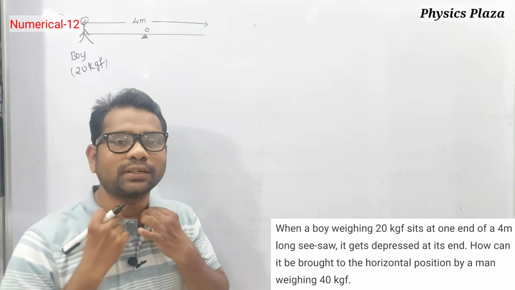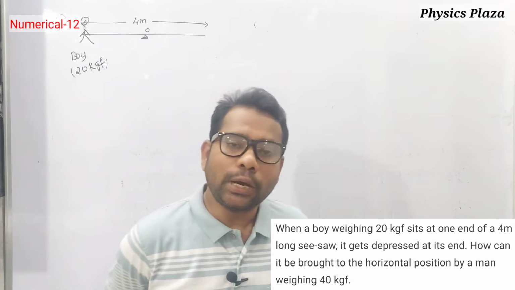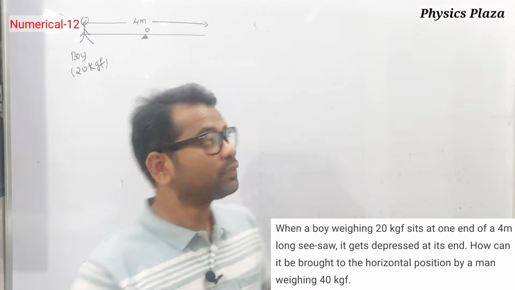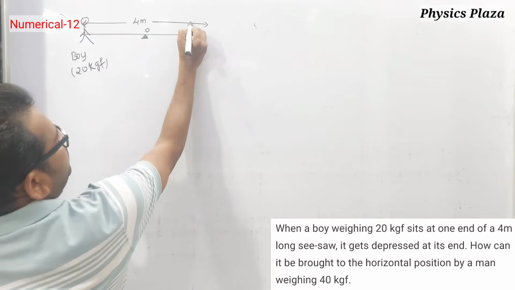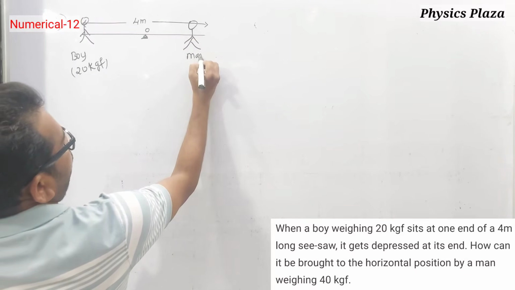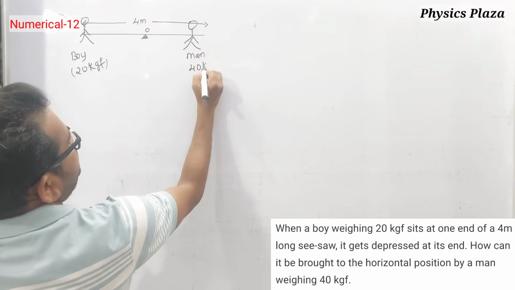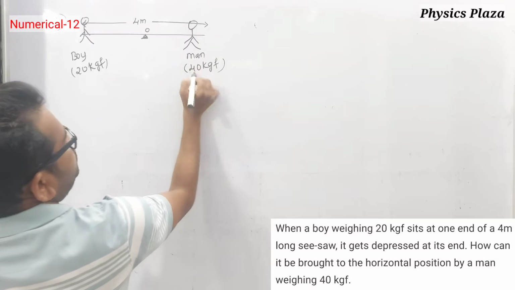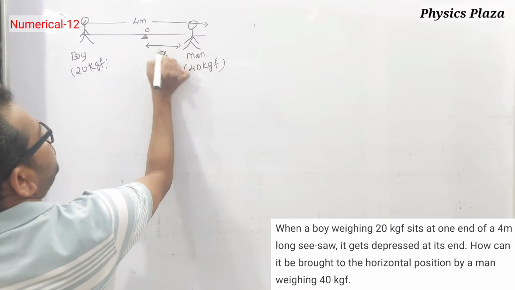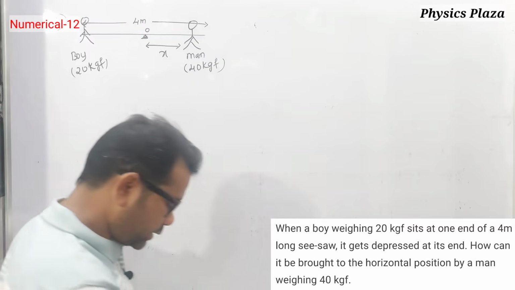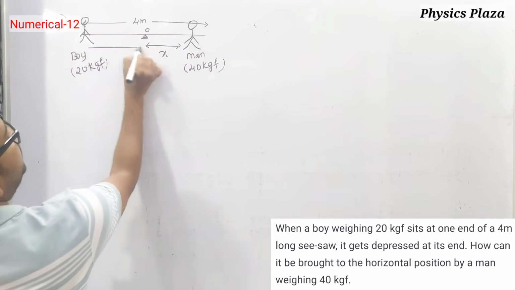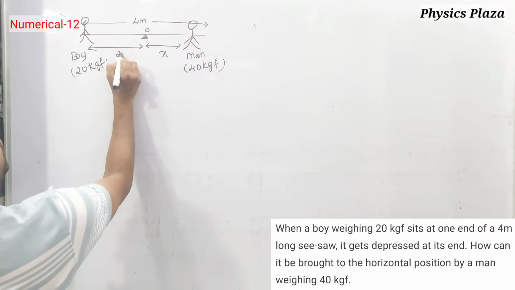Obviously, it won't be balanced. So, to make it balanced, where should a person of weight 40 kgf sit? Of course, obviously, on the right side only. So, it's a man of 40 kgf. Now, they are asking us to calculate this x, where he should sit from the pivot on the right side. That x distance we need to calculate. Children, this half length is going to be 2 meters.